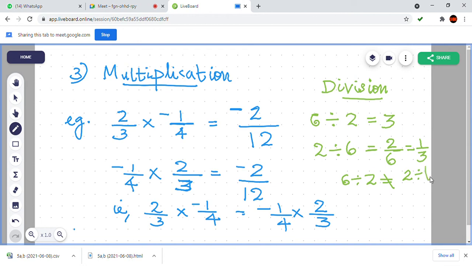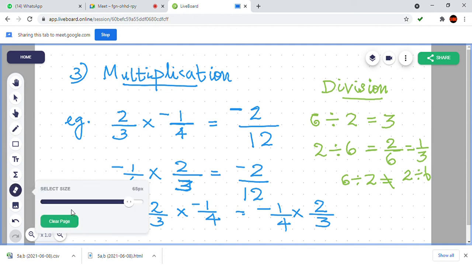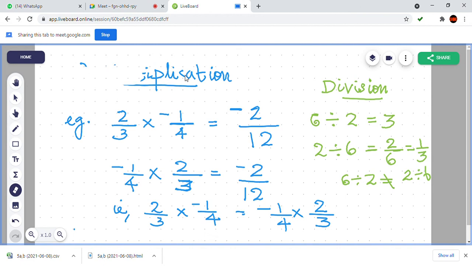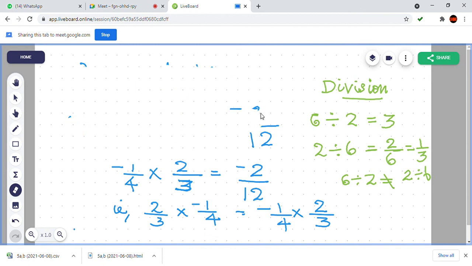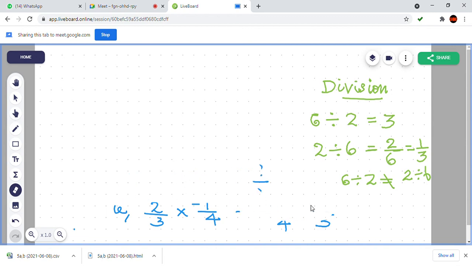Or otherwise, you can take any two rationals the same way. ഏതെങ്കിലും രണ്ട് rationals എടുത്ത് നിങ്ങൾ ഡിവൈഡ് ചെയ്ത് നോക്കണം. I will show one more example. Okay, after division you write: commutative property is not true in division of rational numbers, and you can copy that example.